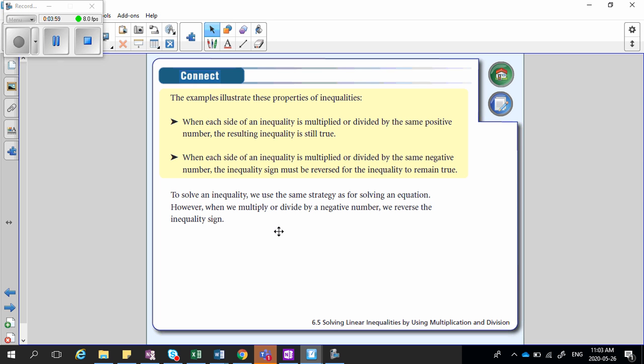So when we're solving an inequality, we're going to use the same strategies we use for solving an equation. Everything is the same. You just have that inequality sign. But as soon as you multiply or divide both sides by a negative number, we have to flip it. You've got to change the direction of that inequality.